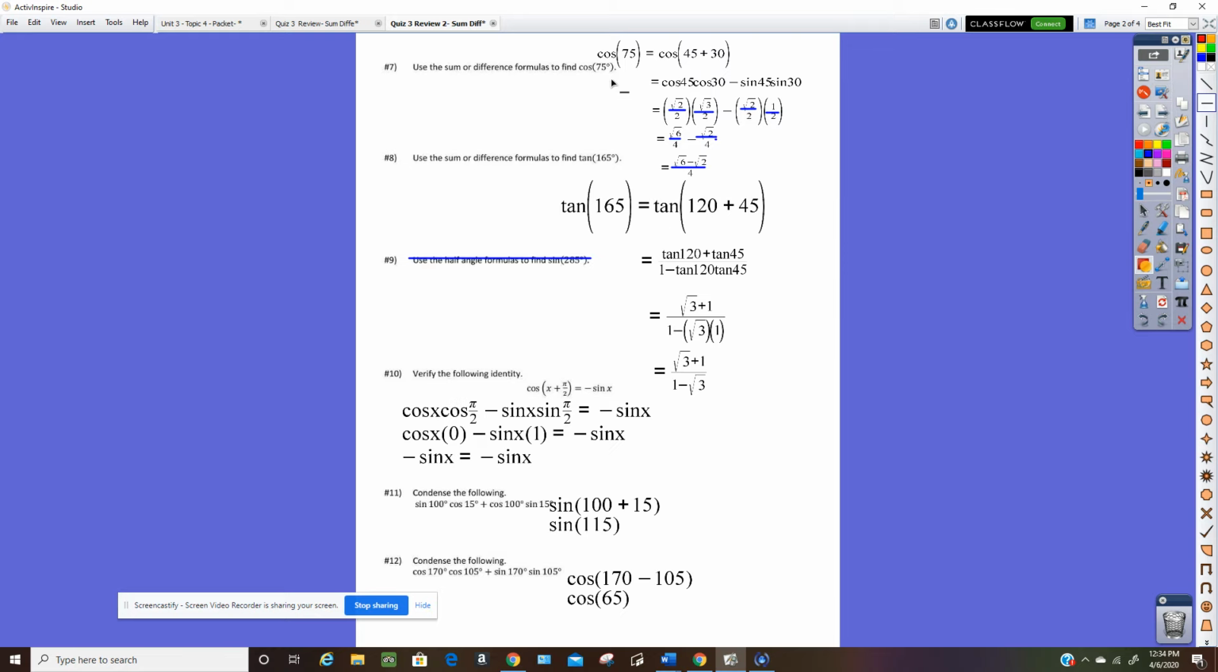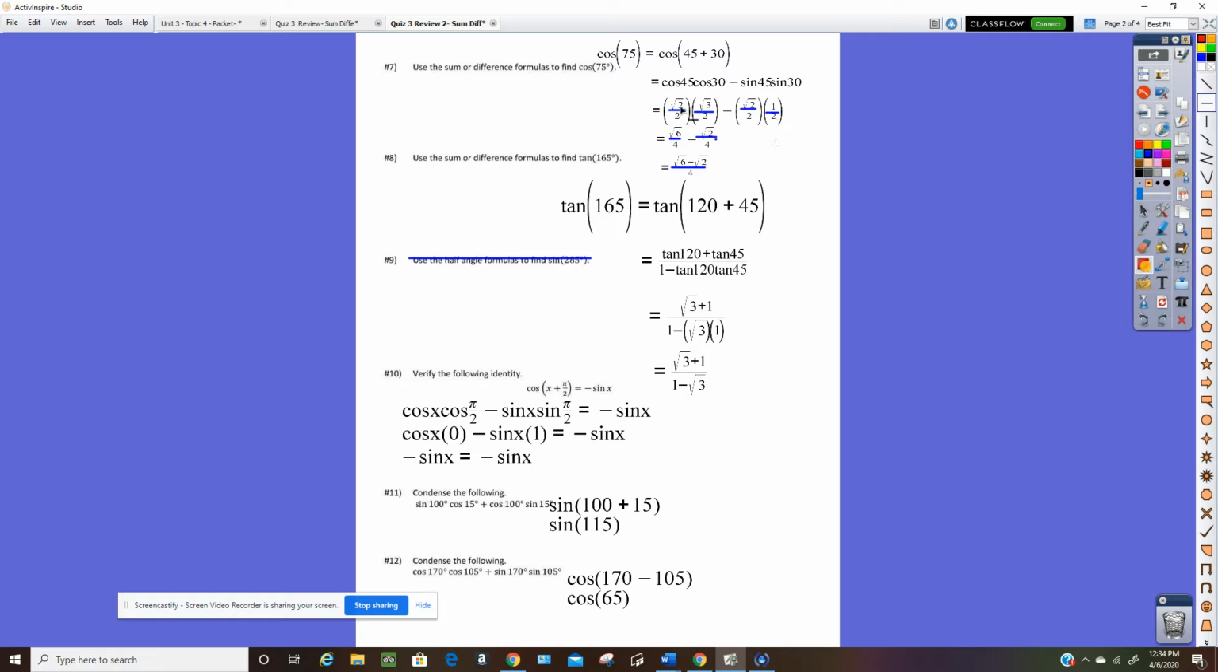And then the next page, use sum or difference. So cosine of 75 is cosine of 45 plus 30, using your identity sheet. That's cosine 45 cosine 30, so this is a sum identity, minus sine 45 sine 30. Then you have to look at your unit circle. The cosine of 45 is square root 2 over 2, and cosine 30 is square root of 3 over 2, and then subtract sine of 45, square root of 2 over 2, and then sine of 30 is 1 over 2.